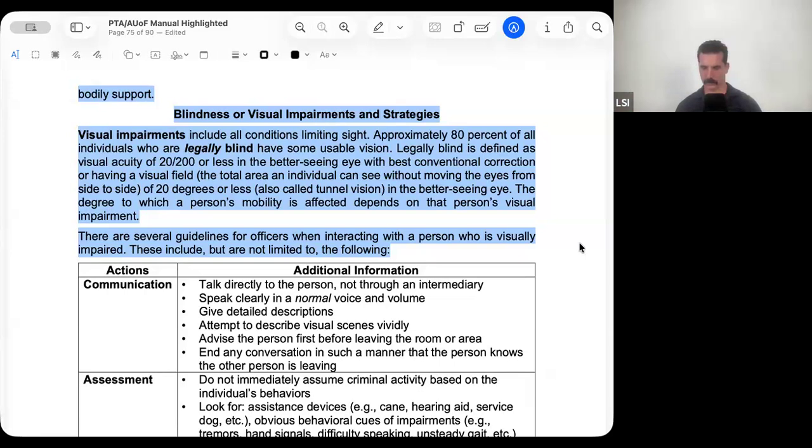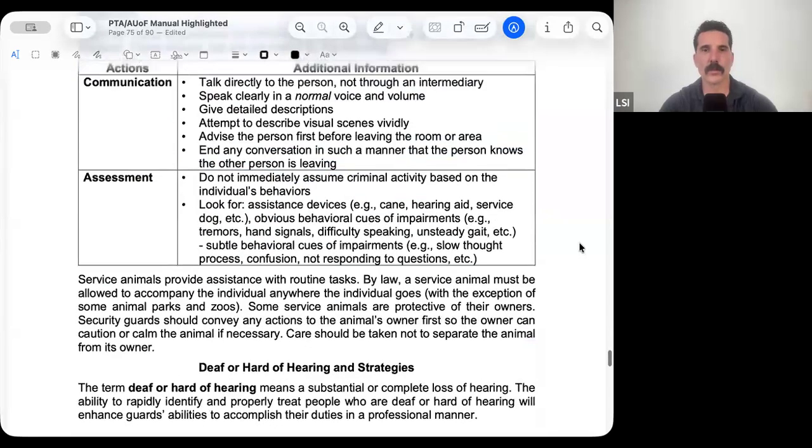The degree to which a person's mobility is affected depends on that person's visual impairment. There are several guidelines for officers when interacting with a person who is visually impaired. These include, but are not limited to, the following.